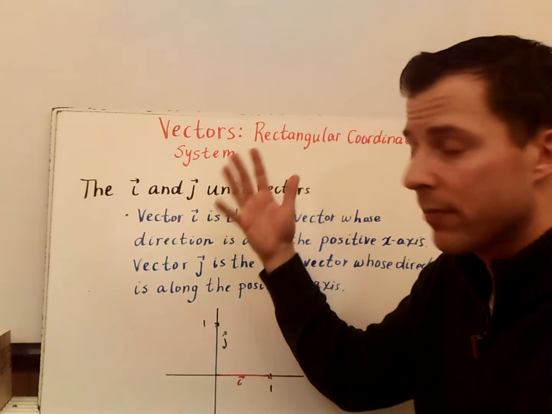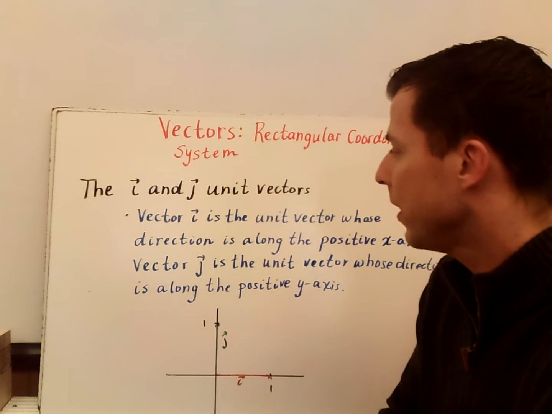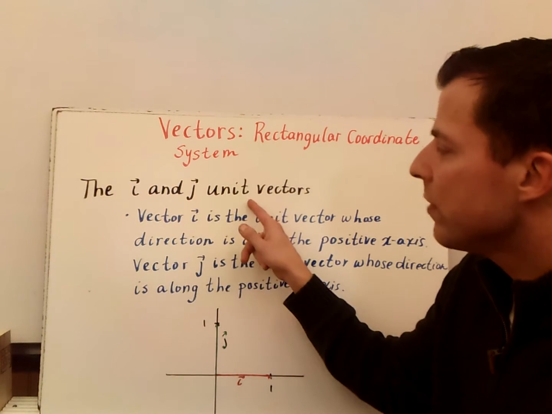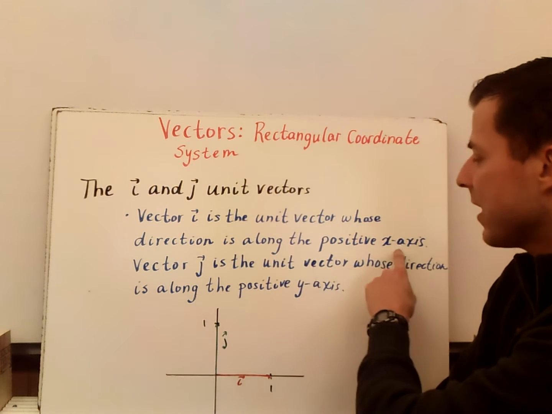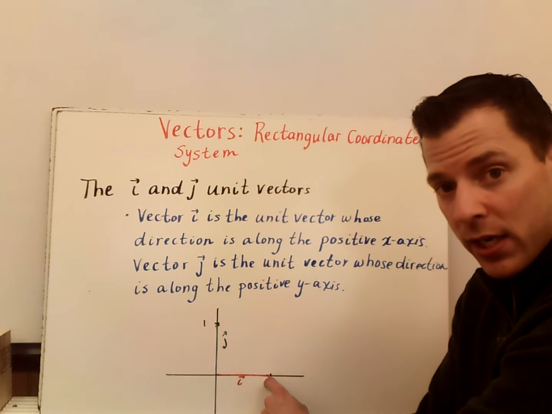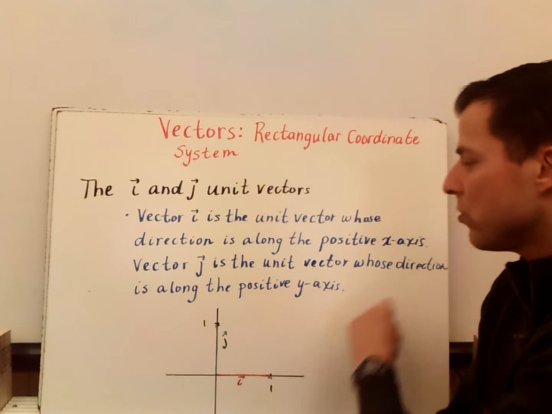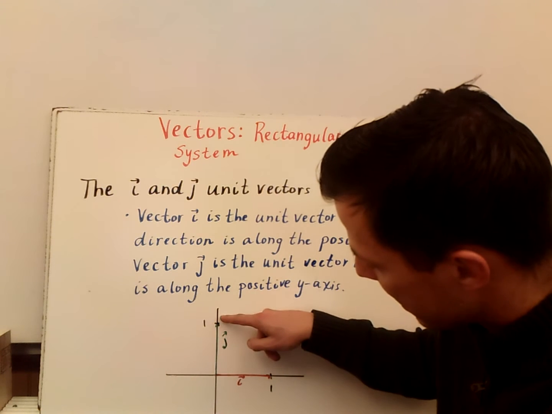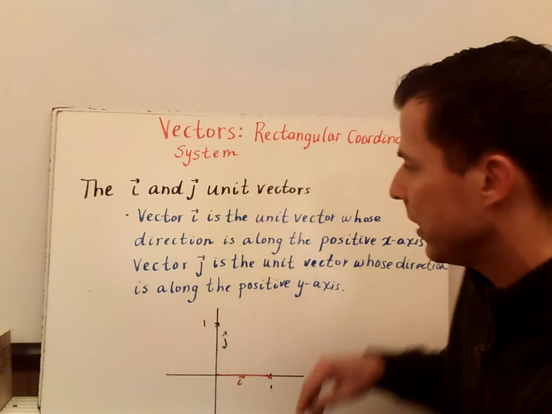So we're going to talk about some of the same things with vectors, but with respect to if they are written in the rectangular coordinate plane with respect to these unit vectors. So i and j are unit vectors. Vector i is the unit vector whose direction is along the positive x-axis. That's shown in red. So it goes from 0 to 1, a unit vector, 1 unit in length. The vector j is the unit vector whose direction is along the positive y-axis. So that's vector j right there. I drew a picture of what each of those unit vectors look like individually.